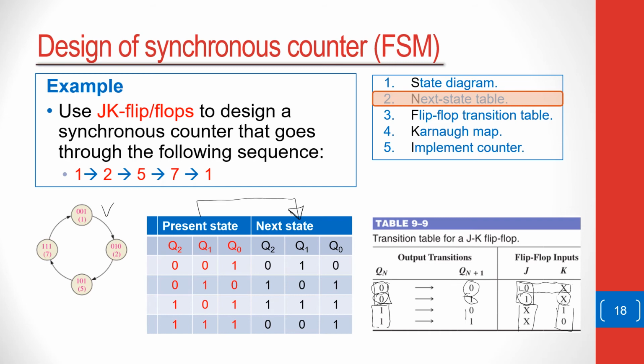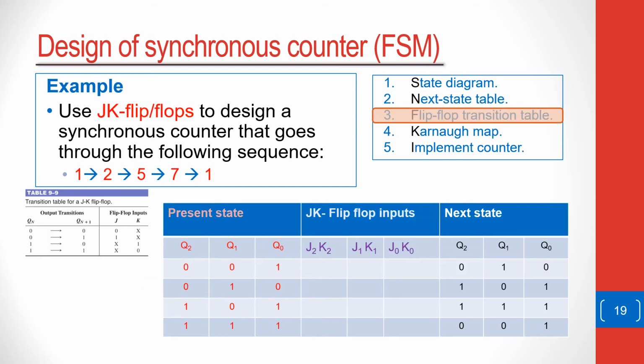So now we move to the next step of drawing up. At this point in time, it comes to step number 3, and the objective of step number 3 is to develop the inputs to the JK flip-flops. And we have now determined the next state table.